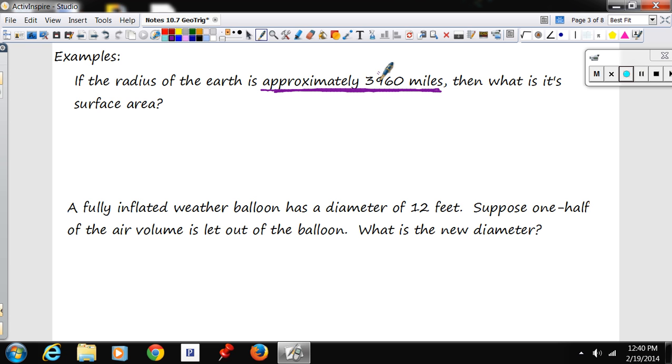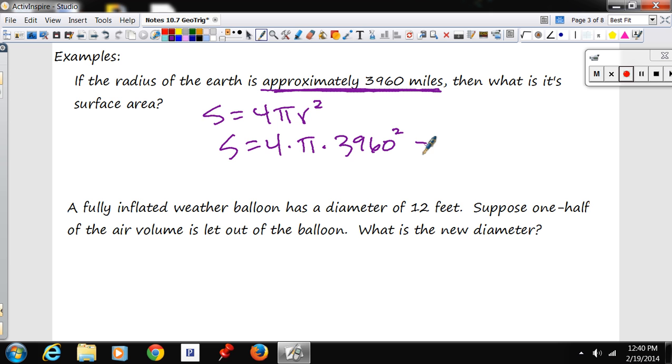So let's find out what the surface area of our Earth is. We're going to use the 4 pi r squared, 4 circles. 4 circles covers a sphere. So it's going to be 4 times pi times 3960 squared. It's going to be a pretty big number. But to cover our Earth, it's going to have to be a big number. 3960 squared times 4 times pi.